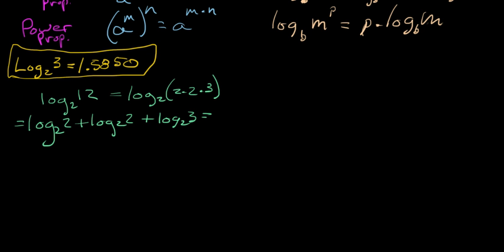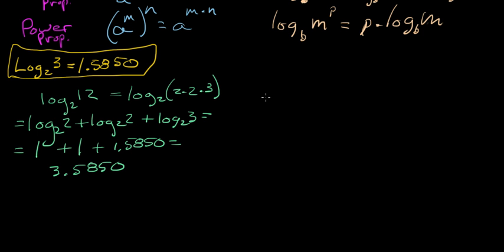So let's see what we have here. Log base 2 of 2 is 1. Log base 2 of 2 is 1. And log base 2 of 3 I have up here is 1.5850. Add those three together and what do you get? 3.5850. Okay? Let's try another example.